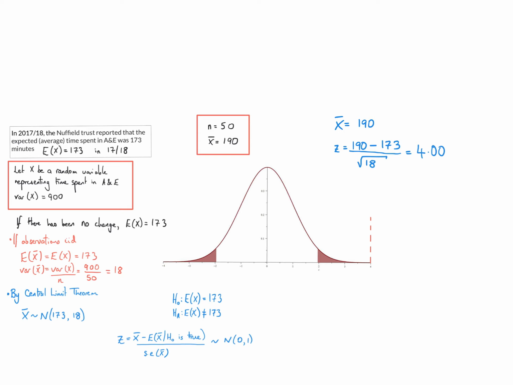And we can see that our Z statistic lies within the rejection region. Because it lies within the rejection region, that allows us to reject the null hypothesis that the expected value is 173 in favour of the alternative, which suggests that the amount of time spent in A&E has changed.